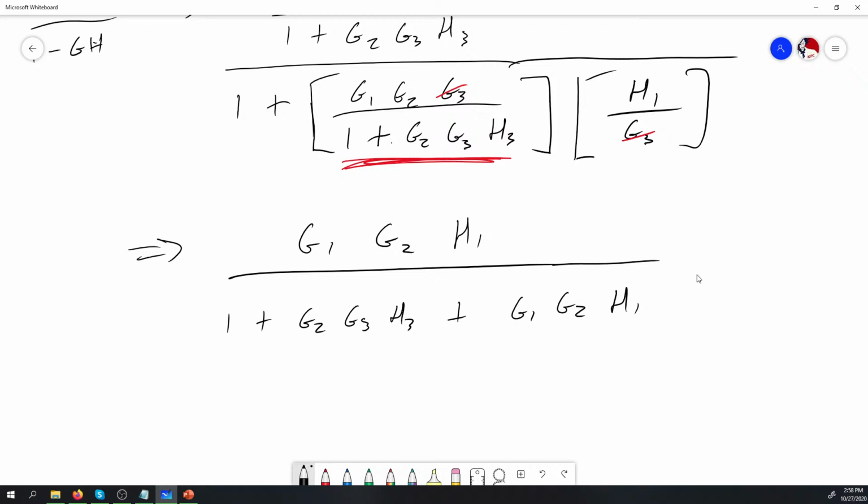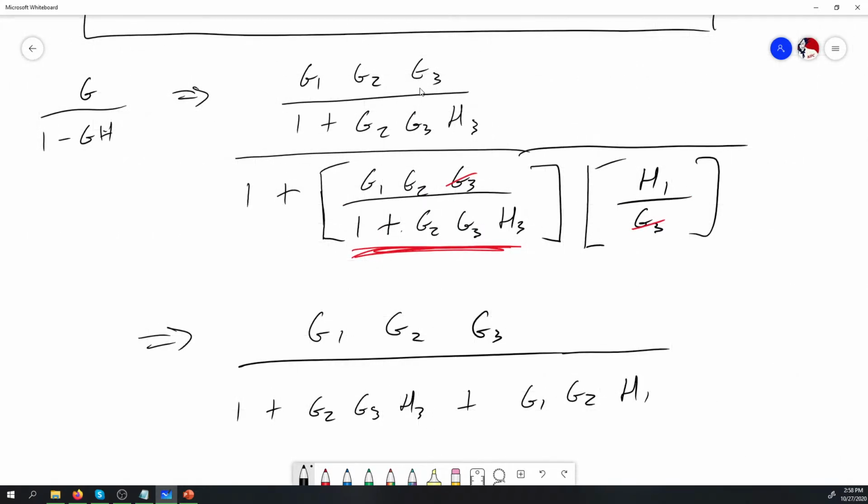Oh, no, sorry. I'm doing that wrong. Right, no, that's correct. G1, G2, G3. But we multiply by this denominator. And then there's 1 here, we multiply by that. So we get 1 plus G2, G3, H3 plus G1, G2, H1. Alright, yeah. This is the correct phrase.